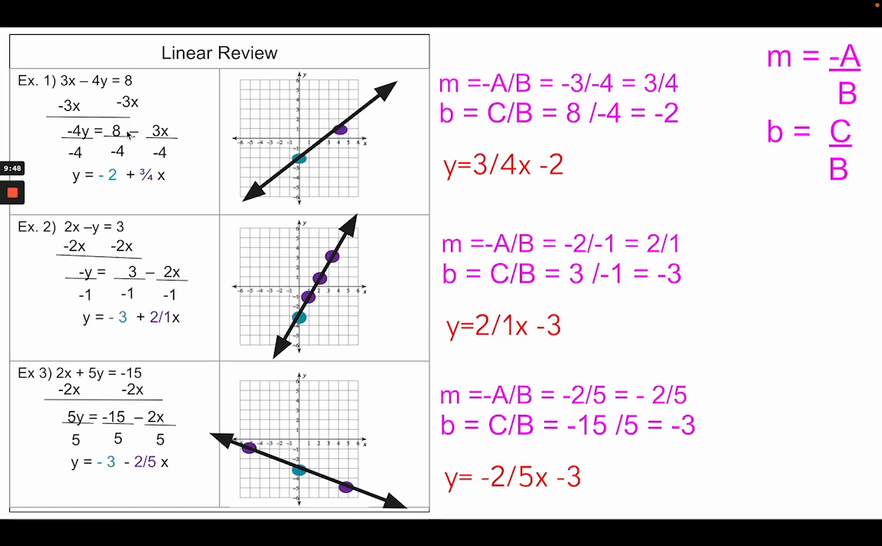Again, we went from standard form to slope-intercept form, and then we graphed because we can only graph from slope-intercept form. Okay, so there's a linear review.